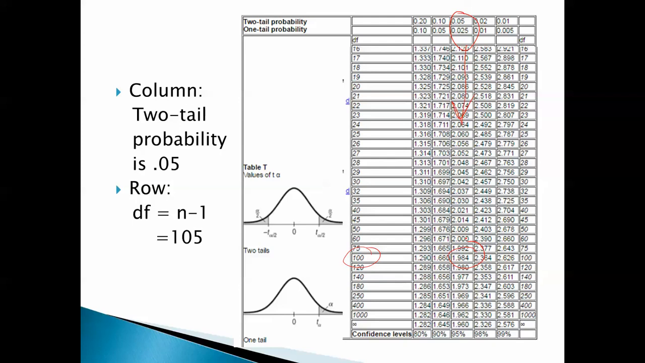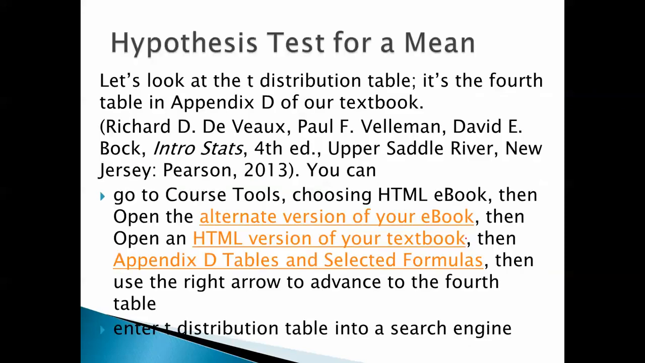So the 1.96 will be replaced by 1.984. In other words, t star equals 1.984. That's the equivalent of 1.96 when we're using a t distribution. But again, we're using that just because our degrees of freedom is 105. It's not always 1.984. It depends on n, the sample size. Another way you could do this is simply to enter t distribution table into a search engine like Google.